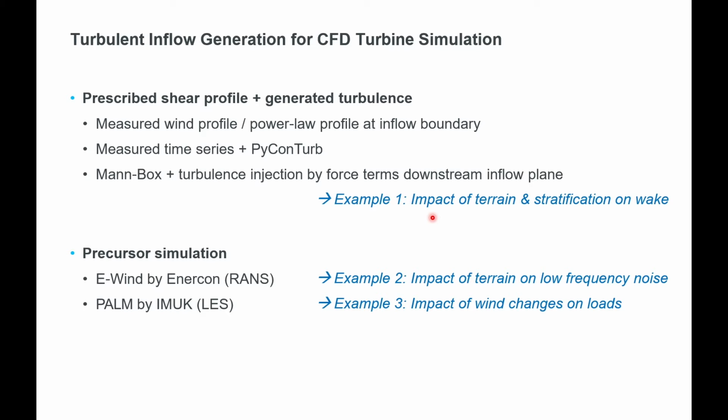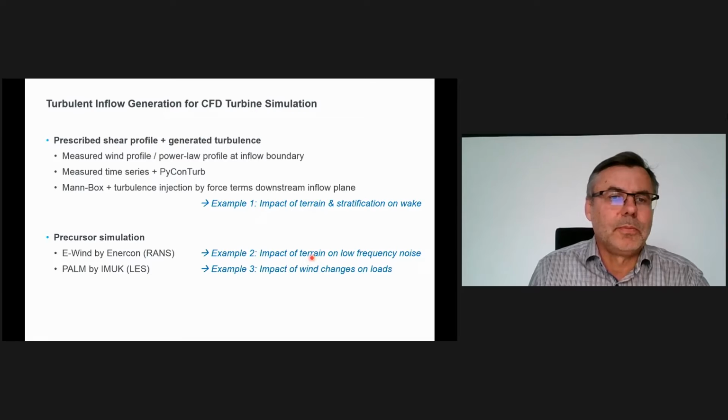An alternative is to do some precursor simulation that covers a very broad domain. And here we have two examples. One is a precursor calculation using a steady RANS code that was provided by our colleagues from NREL. And I have one example with me that goes into some details of the origin of low frequency noise of a turbine in complex terrain.